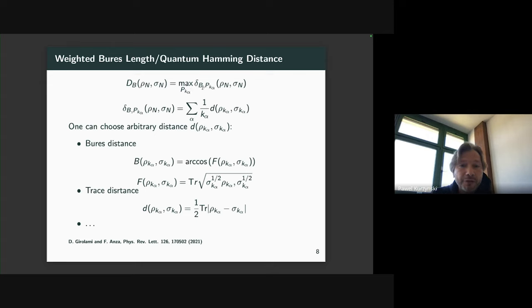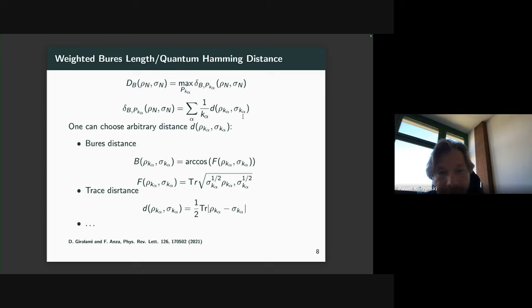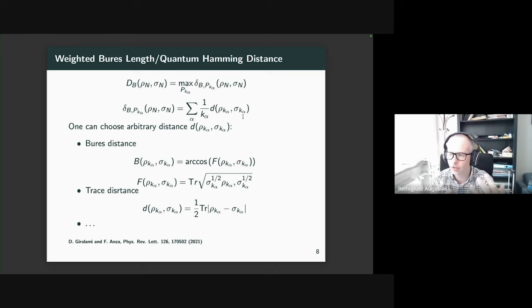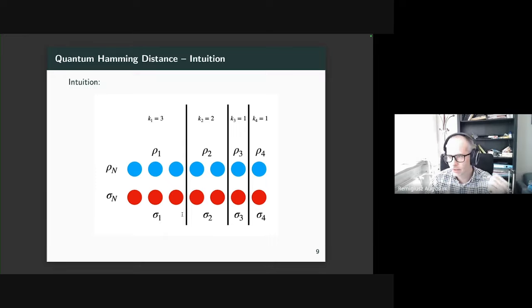So as this distance, you can use... Can I have a question here? Yes, of course. So you take rho n, but rho n might be correlated, right? And then you take the reduced density matrices, right? For the distance. Exactly. But you lose a lot of properties of the state, no? Yes, indeed. Considering this partition, you lose information about entanglement between these partitions. Yeah, exactly. That's true.